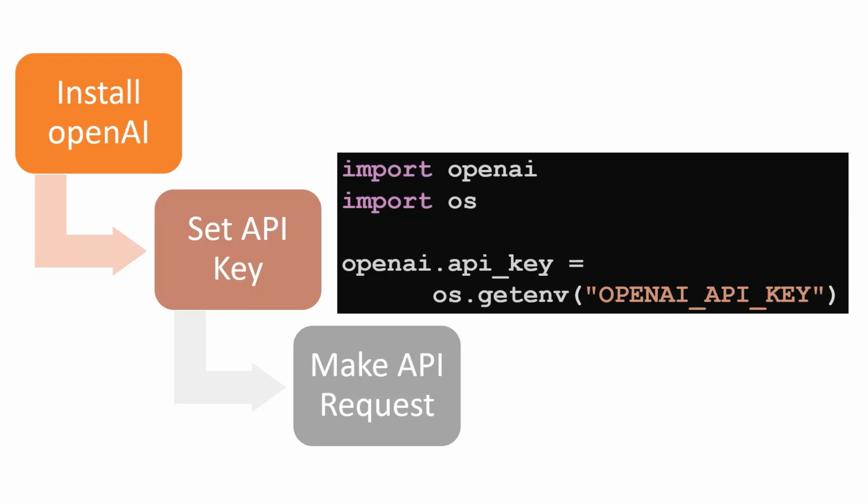Step 3, make the API request. Now we have the OpenAI library installed. We have the API key set up. Now we have to start interacting with the API. For this, we need the appropriate endpoint, data, and parameters. We need to send a request and receive a response. Remember, each step is crucial. Ensure that you have the library installed, your API key properly set up, and your API request constructed correctly.